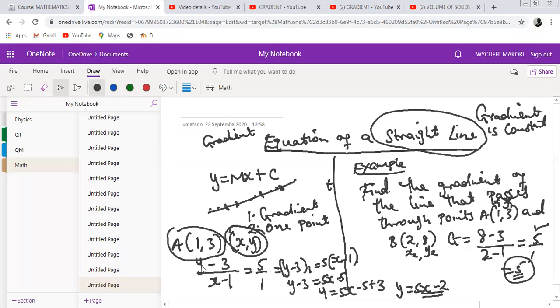So you do change in y over change in x, and then you equate here with the gradient that you had calculated, because they are supposed to give you the same gradient. And then now you cross multiply to get that equation in the form of y is equals to mx plus c. Let us try another one.